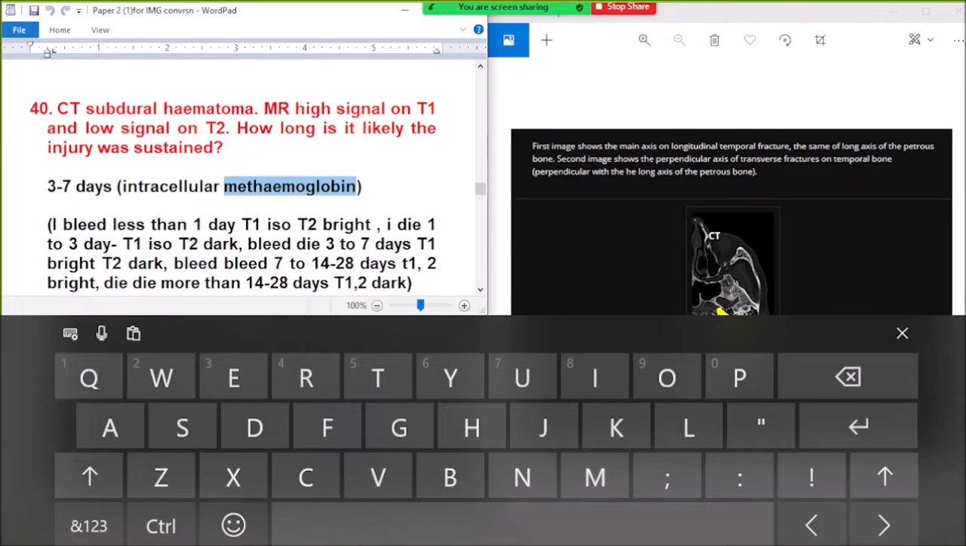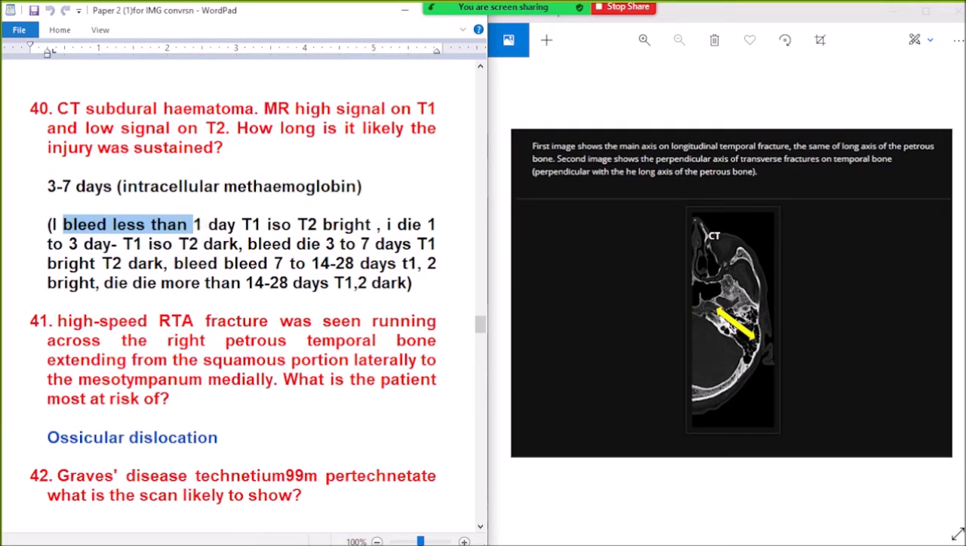Now, if you remember the mnemonic, I bleed less than 1 day, I die 1 to 3 days. I bleed: T1 is ISO and T2 is bright, so less than 1 day. I die: T1 is ISO again and T2 is dark, so 1 to 3 days. Bleed die: T1 is bright and T2 dark, so 3 to 7 days. Bleed: T1 and T2 both are bright, so 7 to 14 days. And die: both T1 and T2 are dark, more than 14 to 28 days.